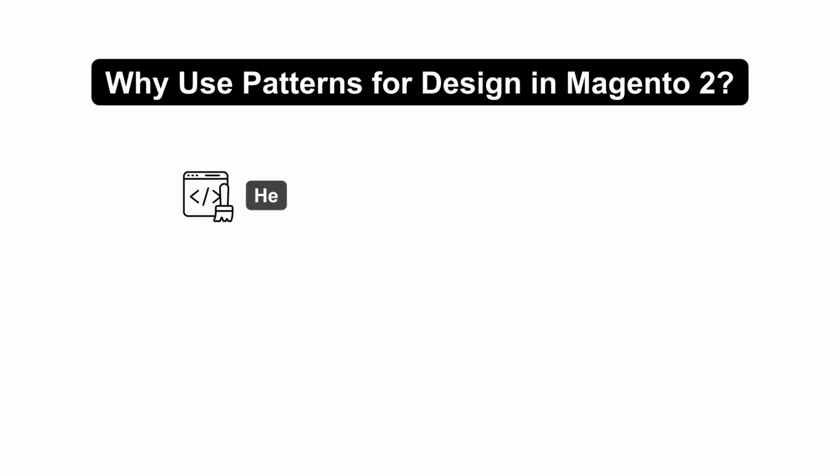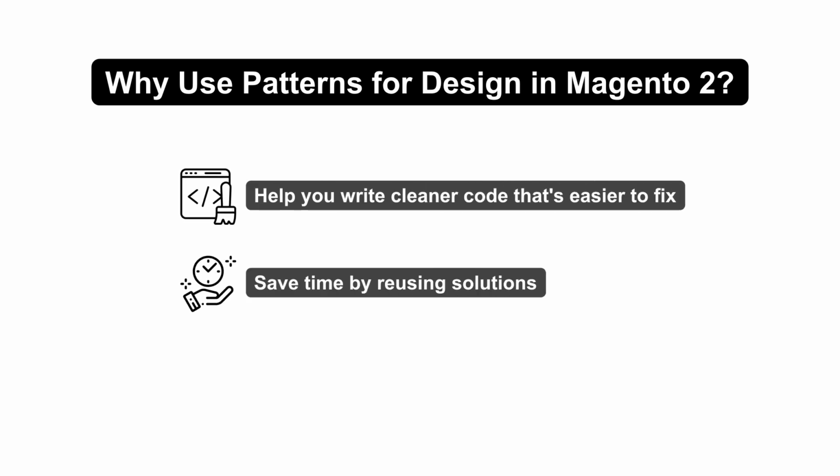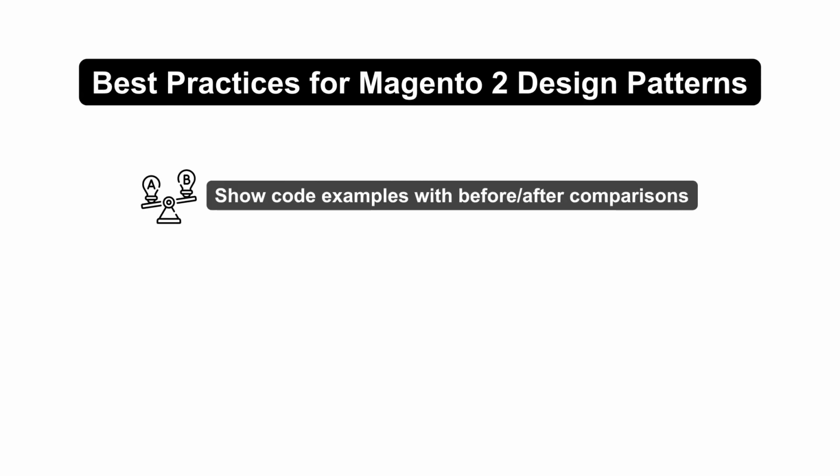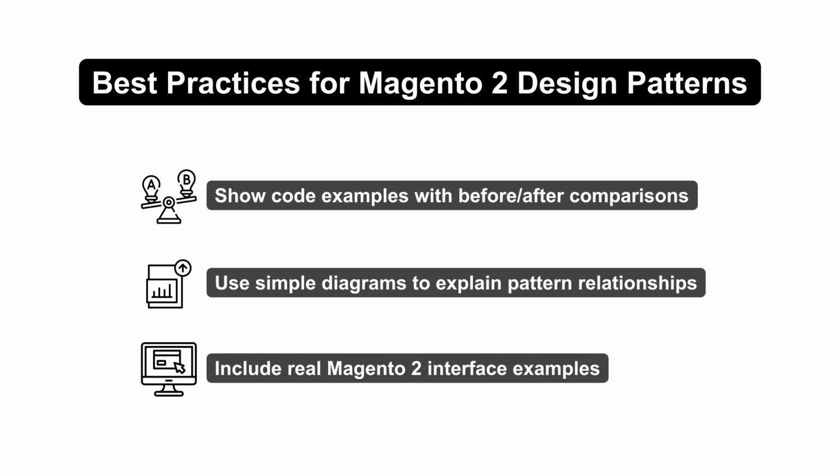The patterns help you write cleaner code that's easier to fix. Save time by reusing solutions and make your code more flexible. Show code examples with before-after comparisons. Use simple diagrams to explain pattern relationships and include real Magento 2 interface examples.